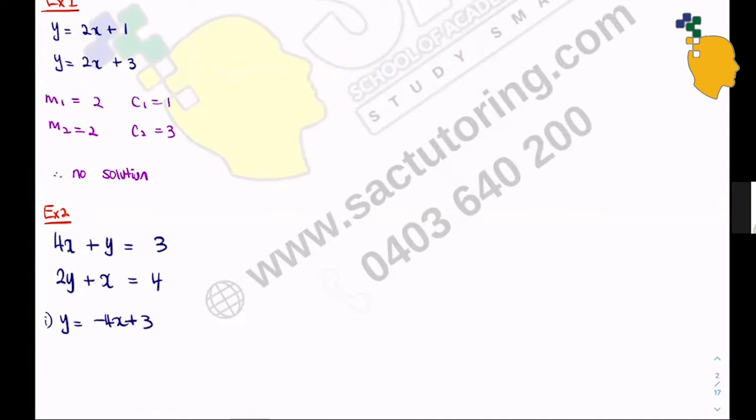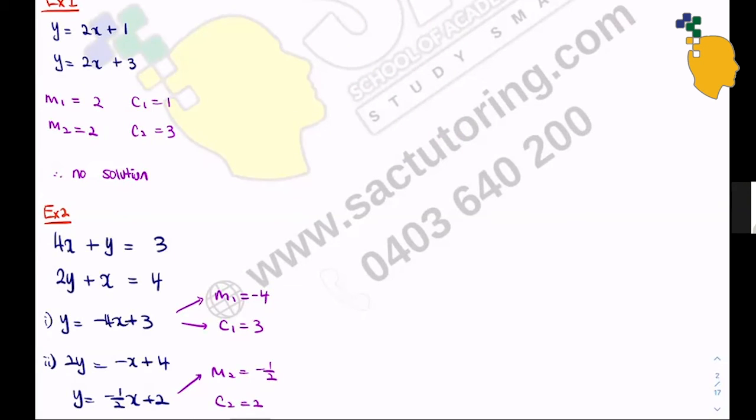Second equation, we have 2y plus x is 4. Let's transfer x to the right. It will be 2y equals negative x plus 4. Divide every single term by 2 to get rid of 2 in front of y. So it will be y equals negative half x plus 2. So m1 will be negative 4, c1 will be 3, m2 will be negative half, and c2 will be 2. As they've got different gradients, so m1 is not same as m2, they will have a unique solution.